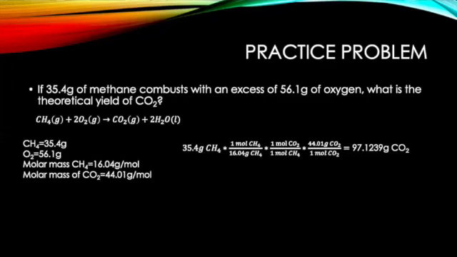So first, you want to convert the mass of methane to moles of methane to moles of carbon dioxide, and then moles of carbon dioxide to grams, the mass of carbon dioxide, through molar conversions. So before sig figs, you have 97.1239 grams of carbon dioxide. So now we know, after sig figs, the theoretical yield is 100 grams of carbon dioxide.